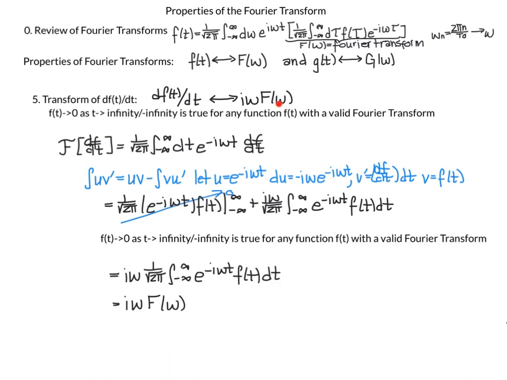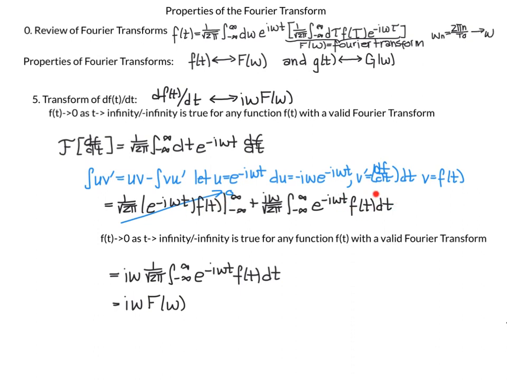And this is where we use this fact over here, which I barely noticed except that I was stuck. We're going to use the fact that f of t approaches 0 as t approaches infinity or negative infinity. And this is true for any function f of t with a valid Fourier transform. So this is kind of important to remember. But that means this whole part over here goes to 0, right? So f of t approaches 0 as t approaches infinity and negative infinity.